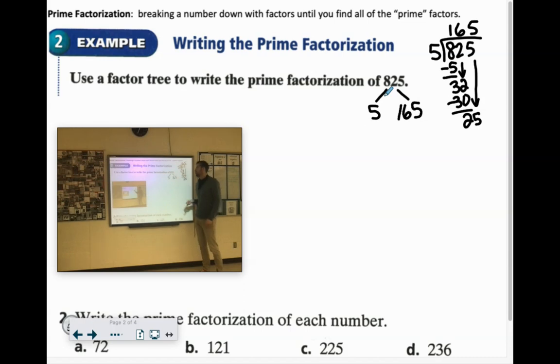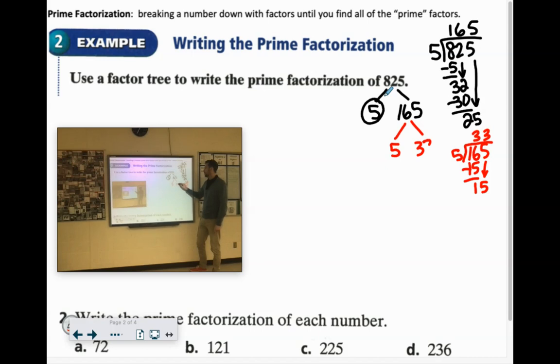Now here's what I like to do. As soon as I get a prime number, I circle it, so I know I'm done with that. 5 is a prime number. Nothing else goes into 5 except for 1 and 5. 165 is not. I see that, again, this ends in a 5, so we could at least divide it by 5. 165 divided by 5. 5 goes into 16 3 times. Bring down our 5. And 5 goes into 15 3 times. So 5 times 33. 5 is prime, so I'm done with that.